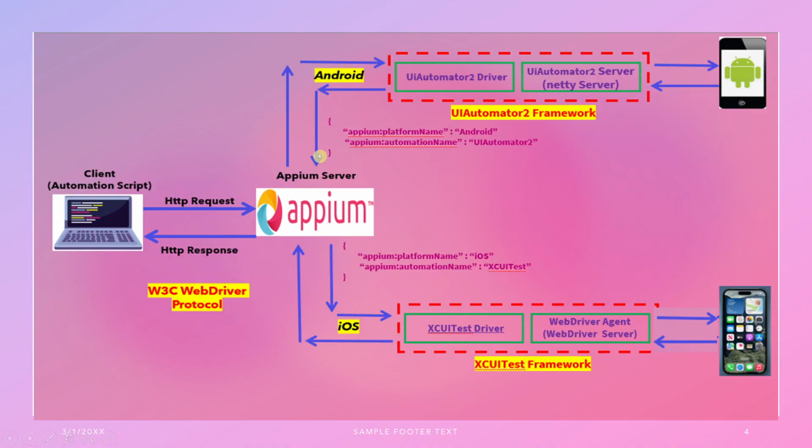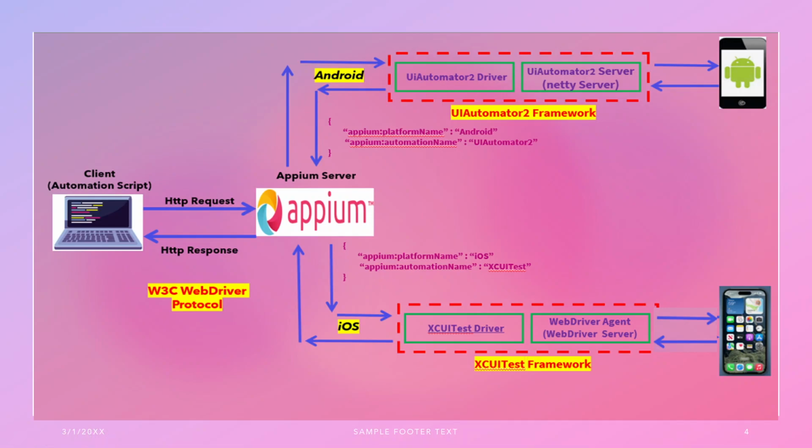And if we see this architecture, this is my client. I have created the capabilities under this client, and I'm sending these capabilities to the APM server. These capabilities are sent in the form of a JSON object. This APM server will analyze the capabilities. If it is satisfied, then based upon the platform name and automation name, it will decide which driver to use, Android or iOS. So the capabilities are sent from the APM server to the driver.